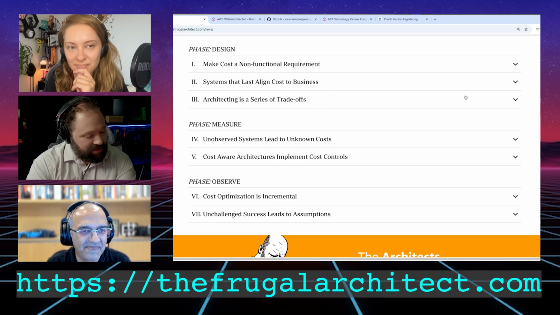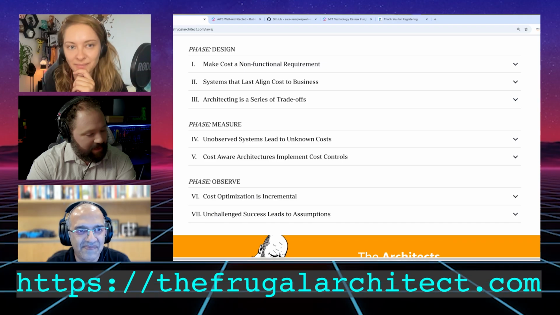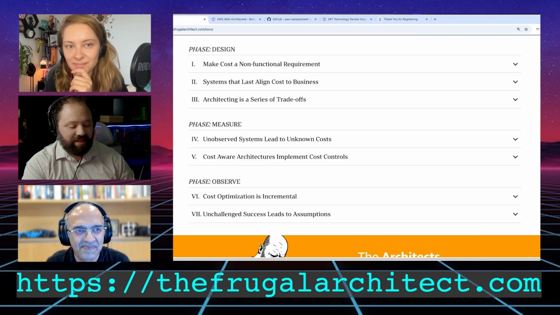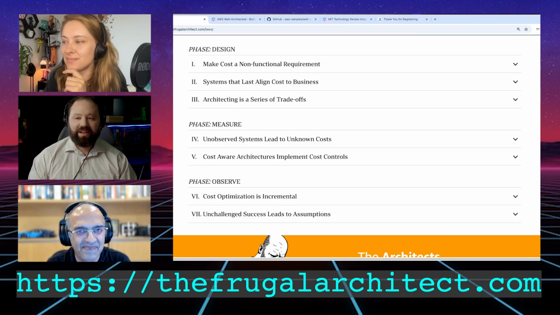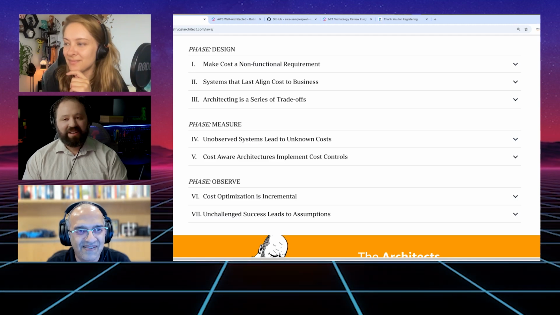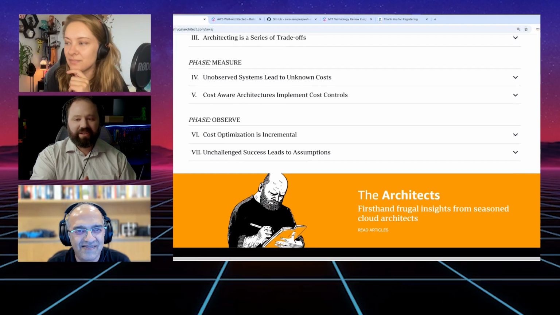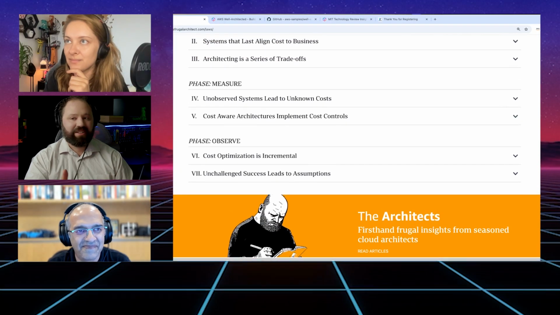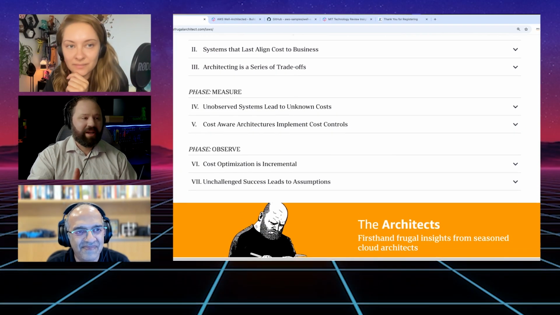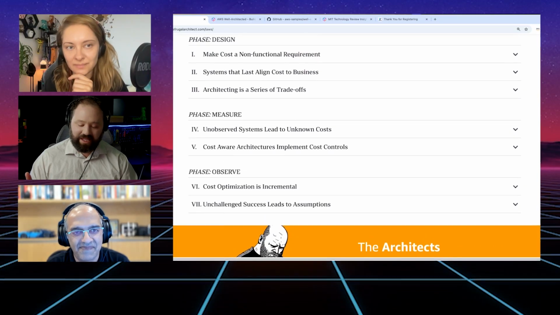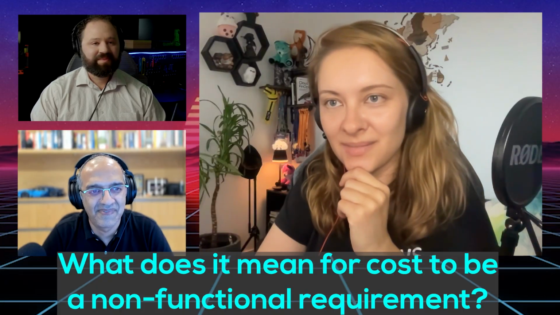There was a really neat quote at FinOps X. I forget his name, I'll pull it up in a second. But at FinOps X, they were talking about how it used to be you'd have a requirement, and after you locked in the requirement, you could minimize cost. But now you can actually vary the quality as much as you want by throwing more AI time at it. So what does it mean when you say make cost a non-functional requirement?